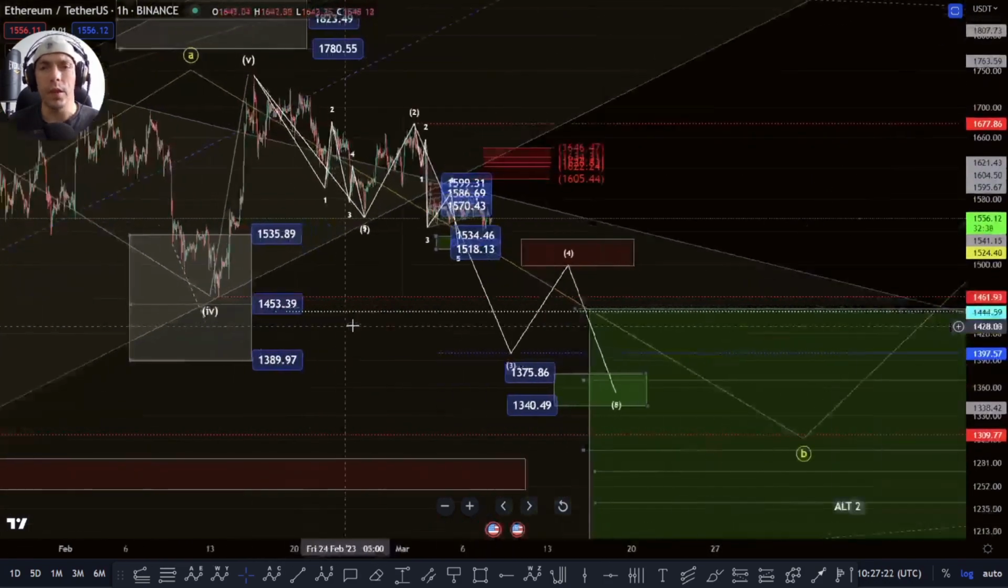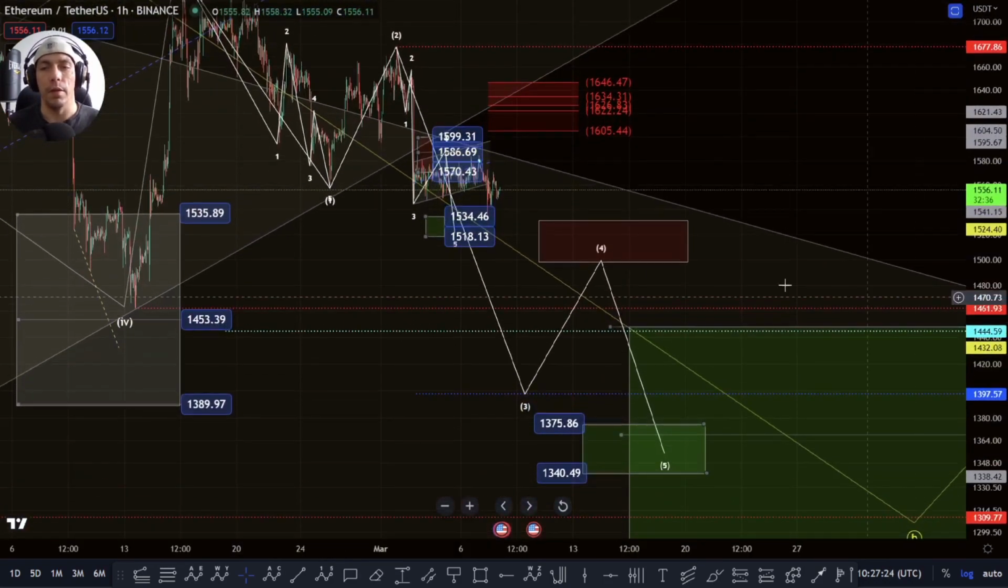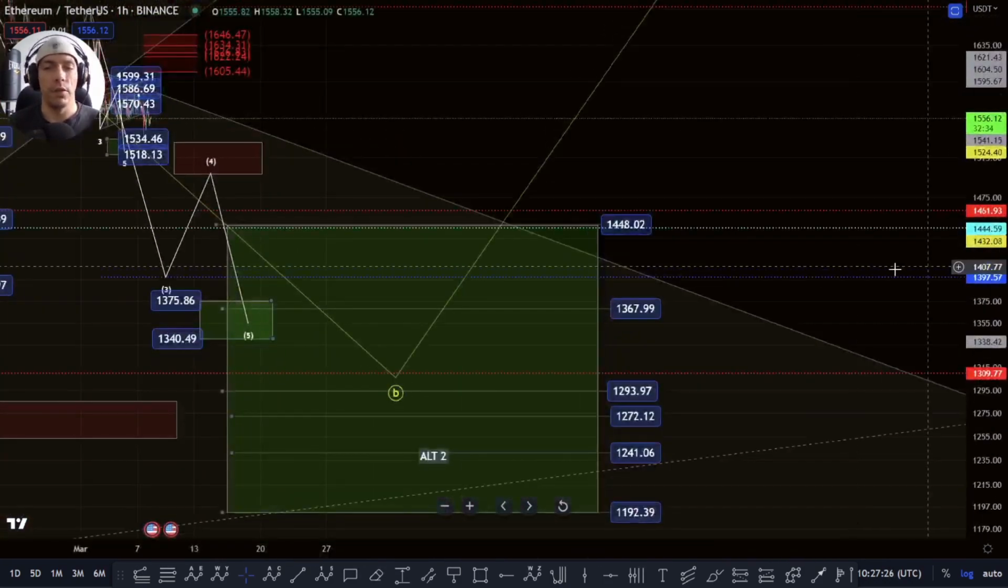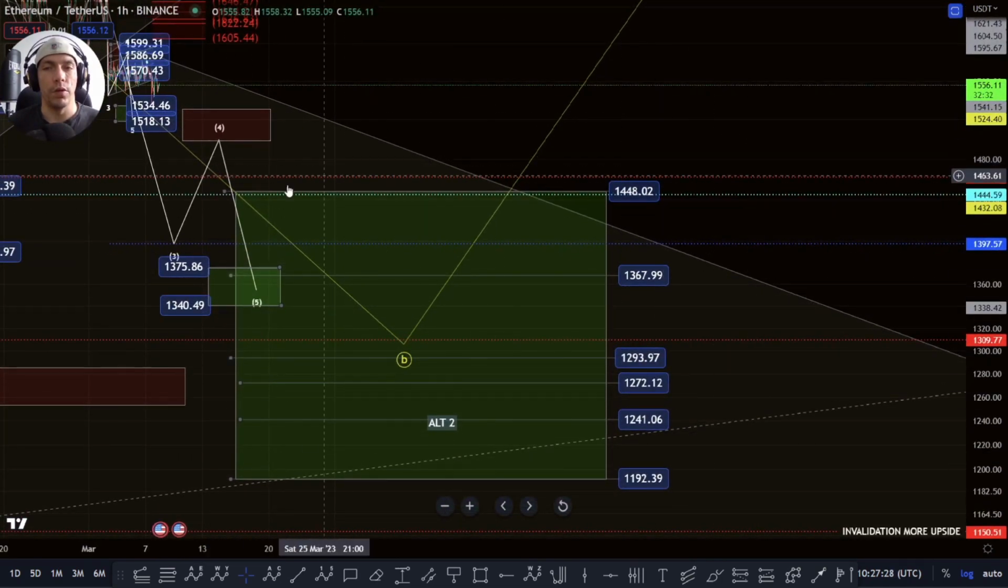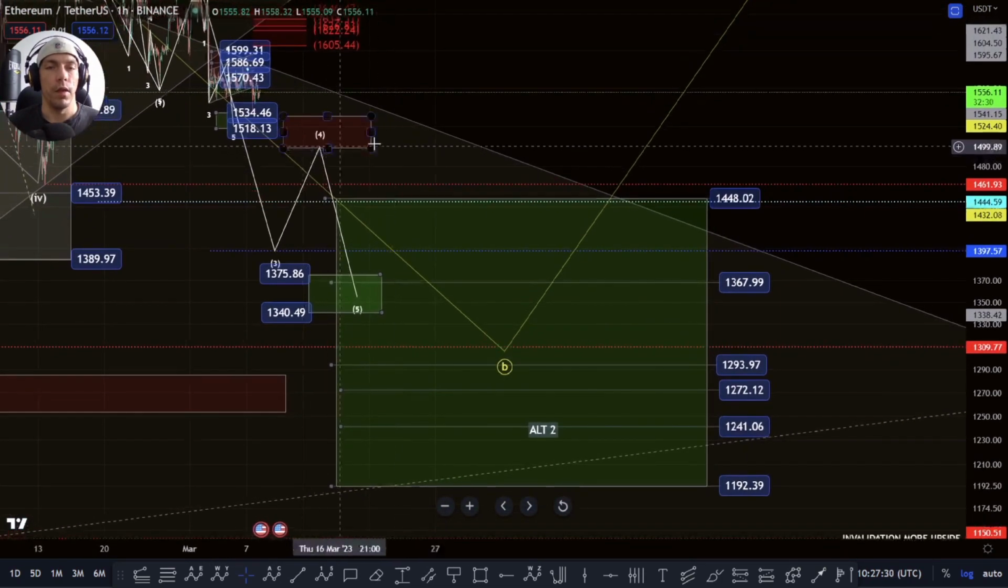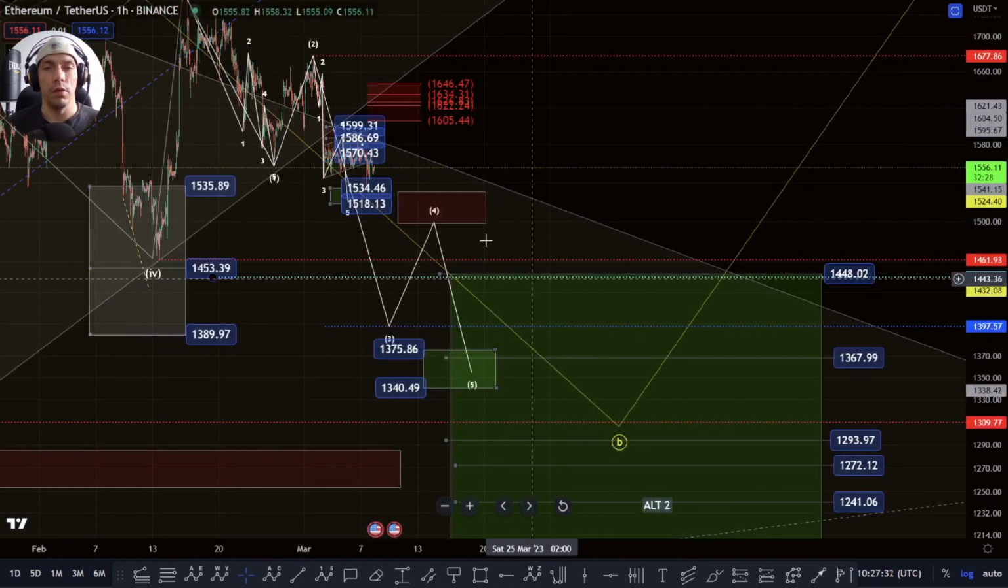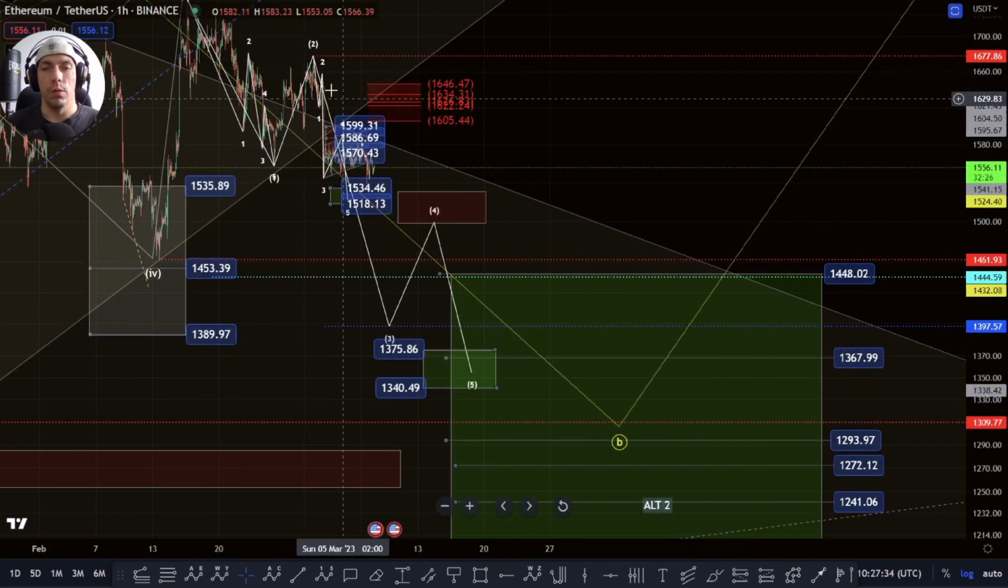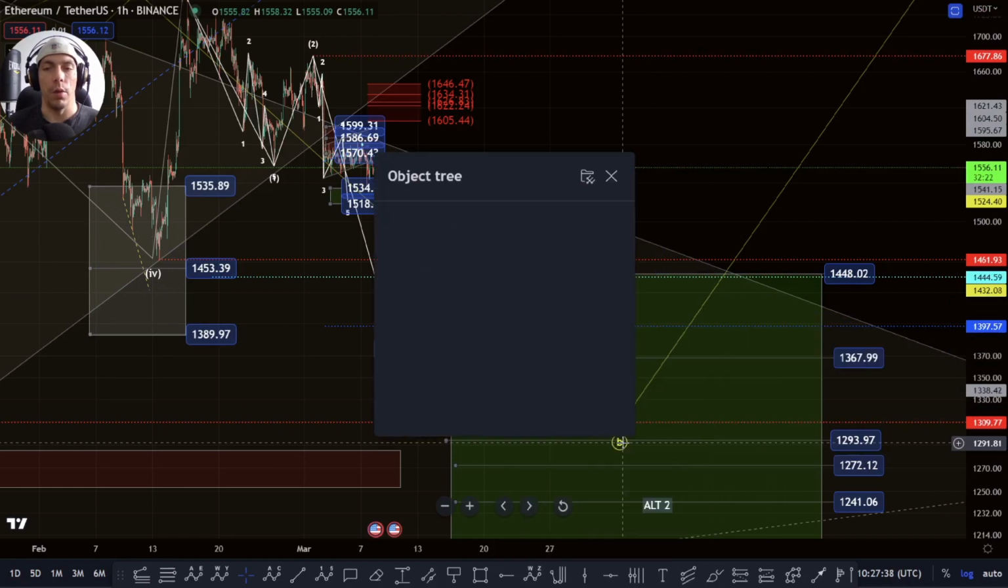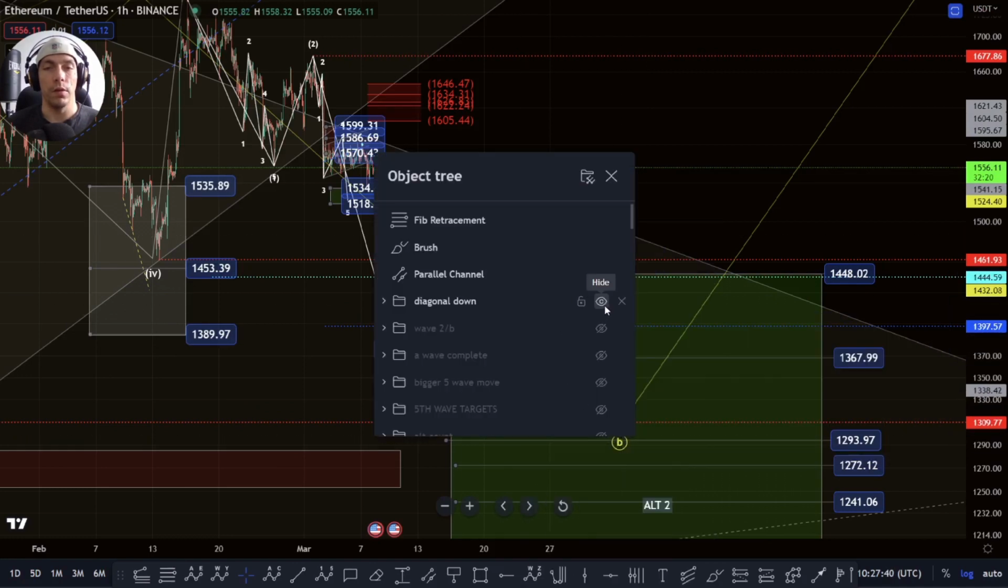So there's a couple of things to keep in mind at the moment. I am still anticipating a move into this box. I would like to see that for neatness. This would just make it very neat if we do move down into here. It's just how we do so that's going to be important.